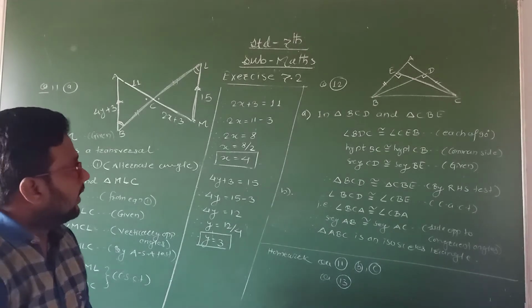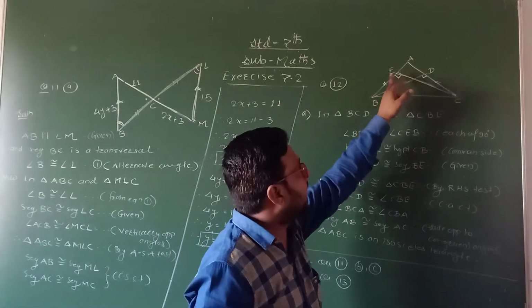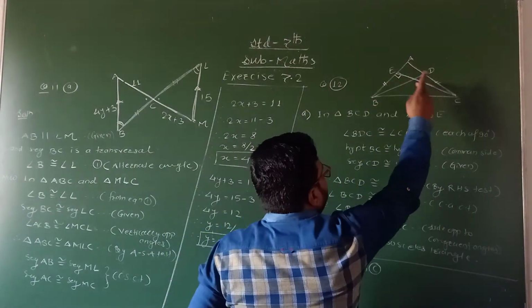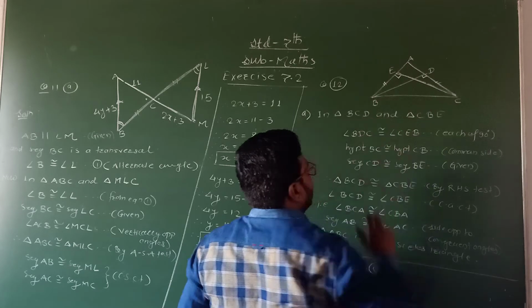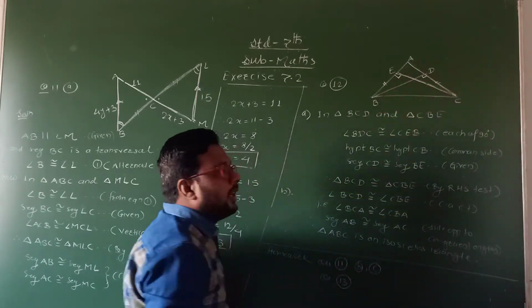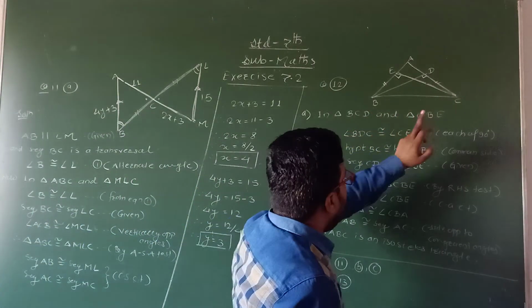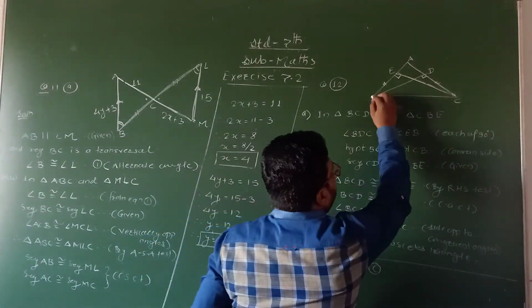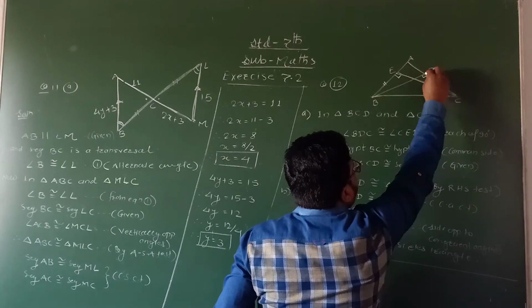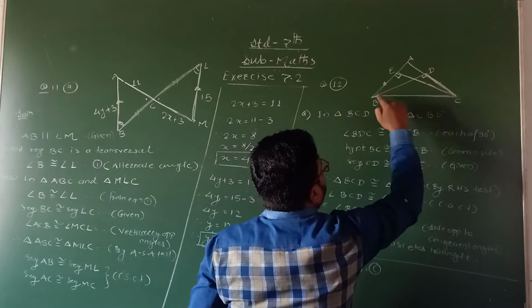Okay. Now see, in question number 12, this is the figure given. In triangle ABC, CE and BD are the altitudes, and BE is equal to CD. This is given. Then first we have to prove these two triangles are congruent, which triangles? Triangle BCD, this is congruent to triangle CBE.